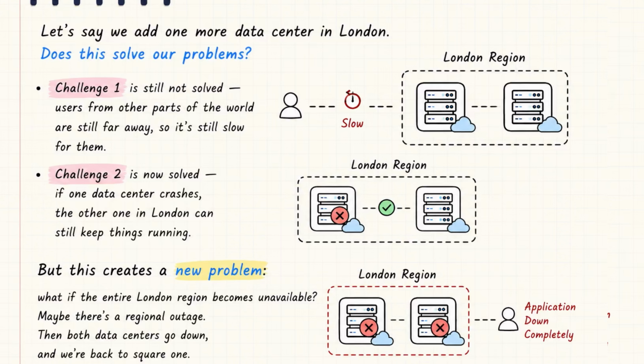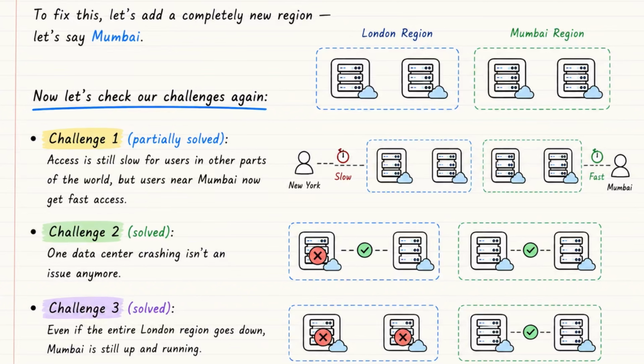But this creates a new problem. What if the entire London region becomes unavailable? Maybe there's a regional outage. Then both data centers go down. We are back to square one. To fix this, let's add a completely new region. Let's say Mumbai.